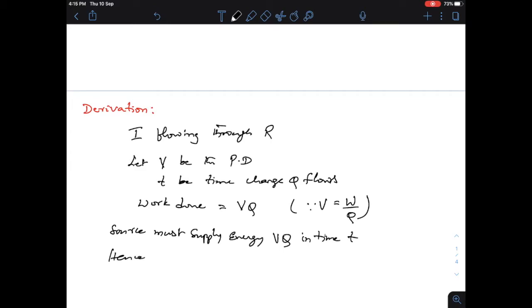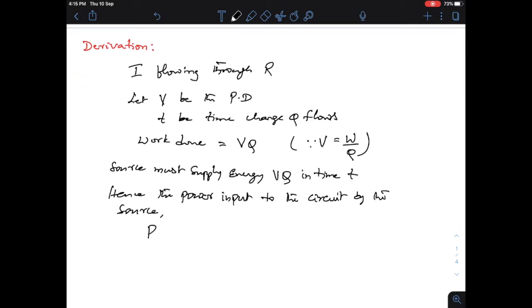Hence, the power input to the circuit by the source can be power P, I will write capital P, is energy by time, right. So, energy here is VQ. So, VQ by t. Now, this I can write as V into I. Why? Since Q by t is nothing but current I.